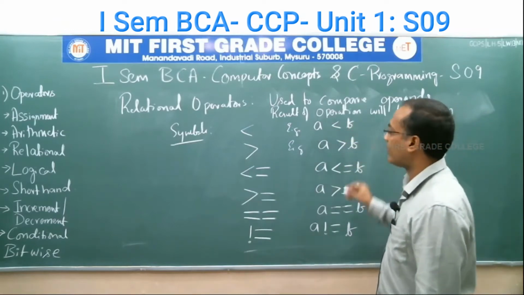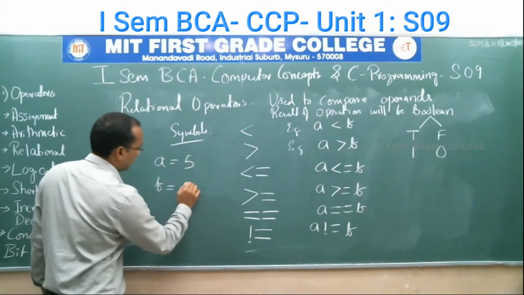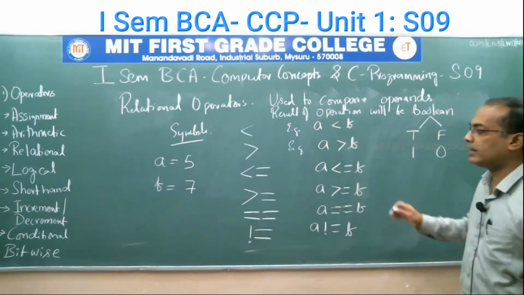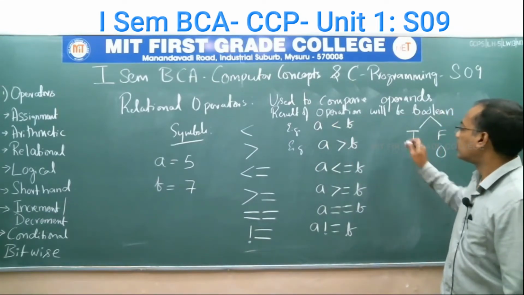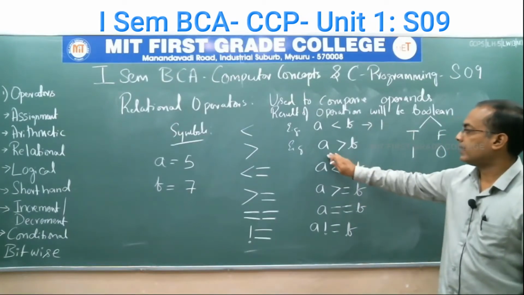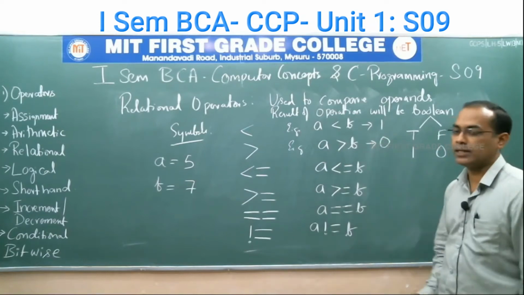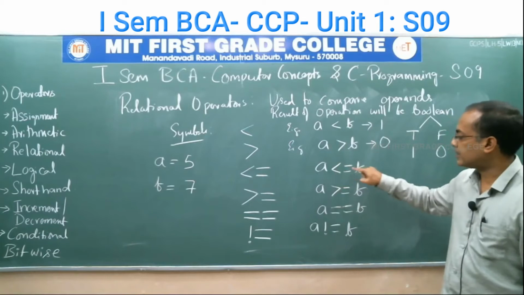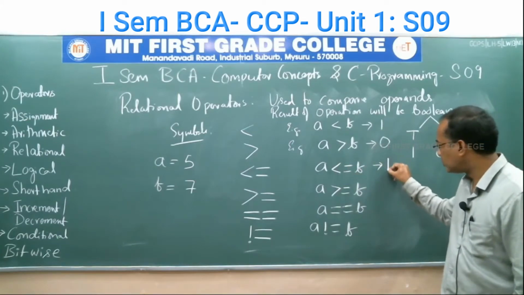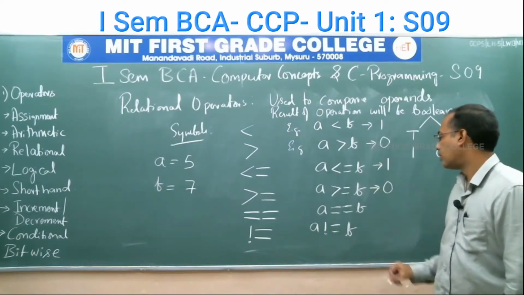Suppose you give the value of A as 5 and B as 7. Now substitute the value 5 less than B, that is 7. Yes, it's true. So the result of this expression will be 1. Next, A greater than B. No, it's not true. The result will be 0. A less than or equal to B. Of course it is less than. We'll get a true. A greater than or equal to B. No. So we will get a result false.